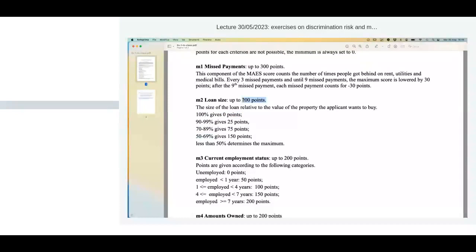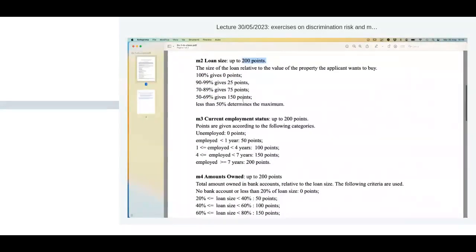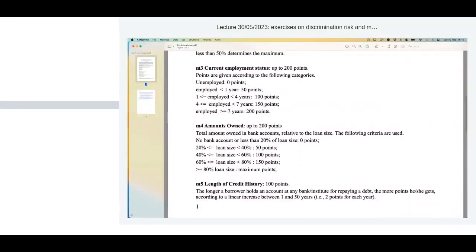Questions so far? Then current employment status, up to 200 points. According to the following categories, if you are unemployed, 0 points. If you are employed for less than 1 year, 50 points. Between 1 and 4 years, 1 included, 4 excluded, is 100 points. If you are employed between 4 included and 7 years excluded, it is 150. And more than 7 years, you get the maximum points, it is 200 points.